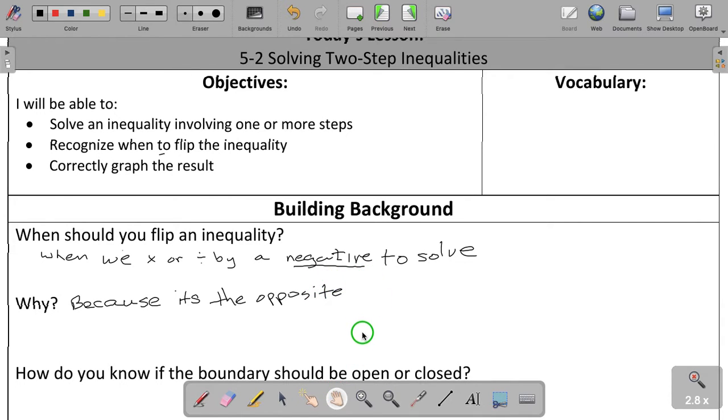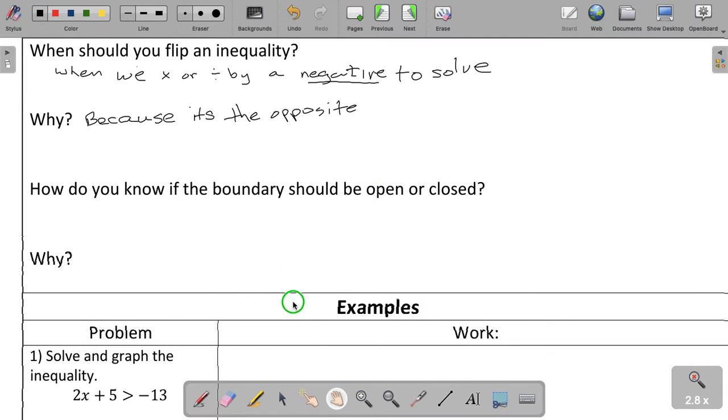Okay, and then how do you know if the boundary should be open or closed? That's that circle. When you draw the arrow, you have an open circle or closed circle. Less than or equal to or greater than or equal to is a filled in circle. Less than or greater than is the open circle. That's how you know if it's open or closed. Why? This means equal. This has more to it than this does, so this has more filled in than that does.